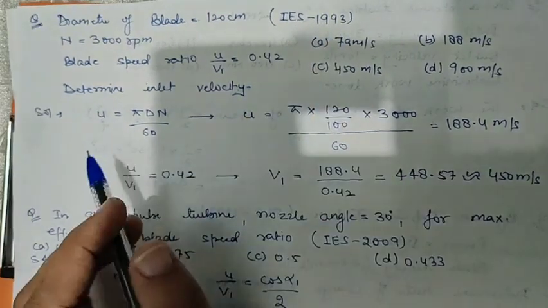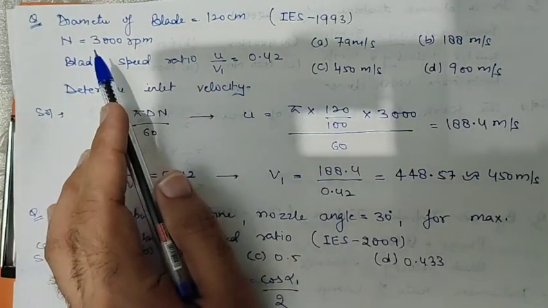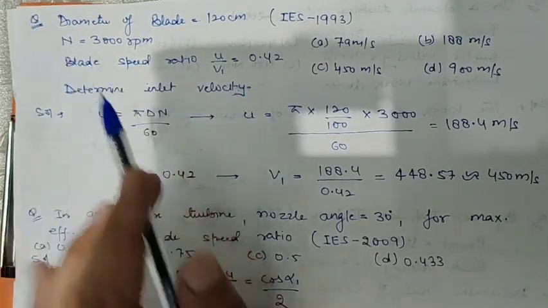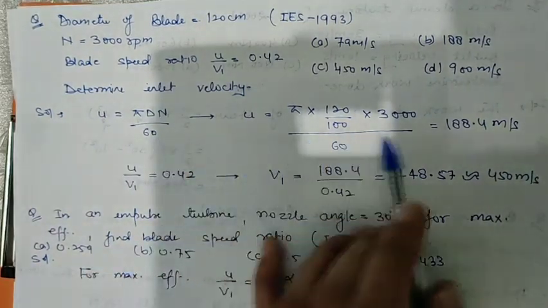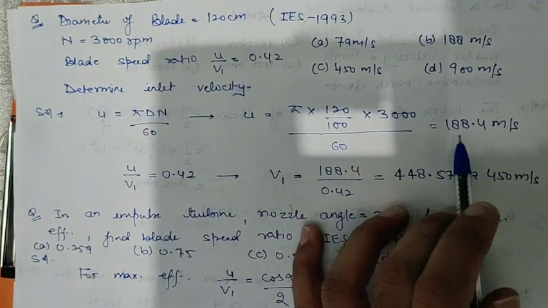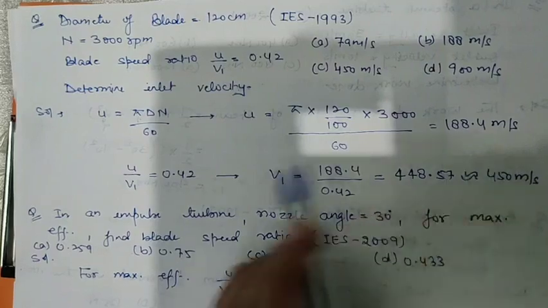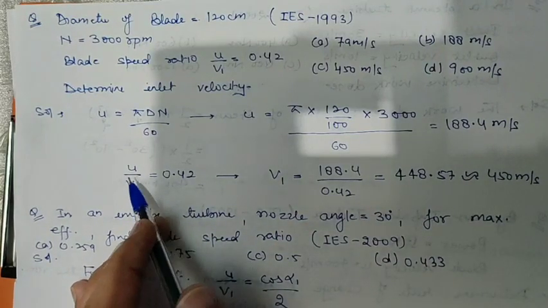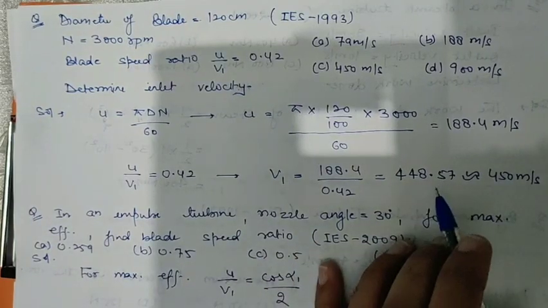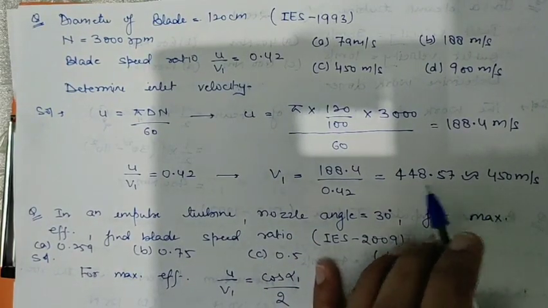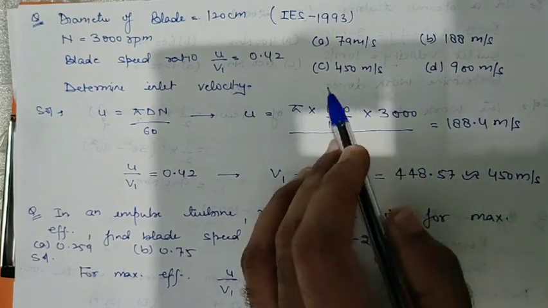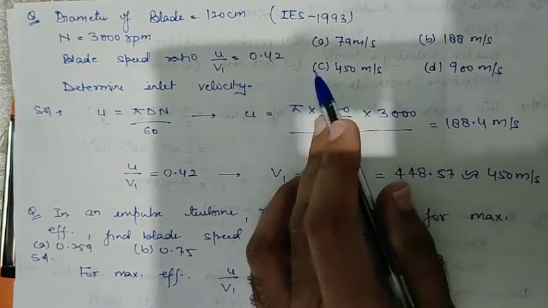So U can be calculated because diameter and number of RPM is given to you, that is pi DN by 60. So from this formula, U is equal to 188.4 meter per second, and this blade speed ratio is given to you. So from this formula we can easily calculate the inlet velocity, that comes to be 448.57, which is equivalent to 450 meter per second. So option C is correct.